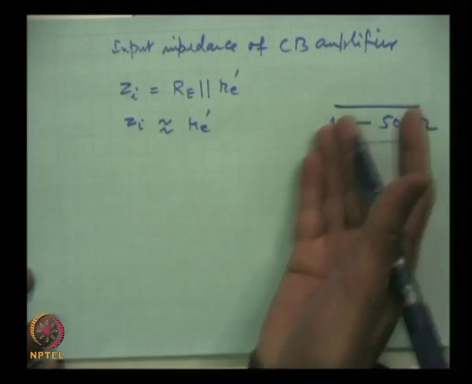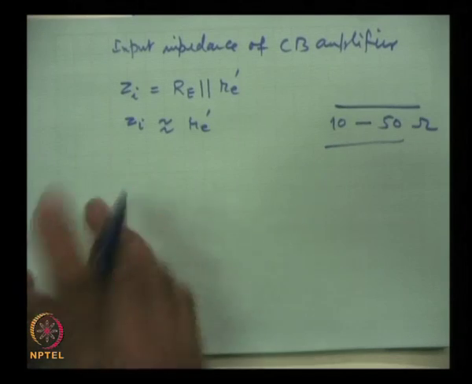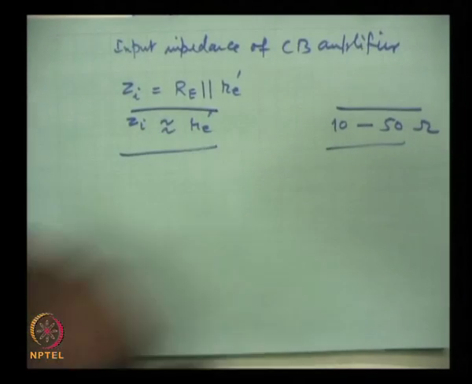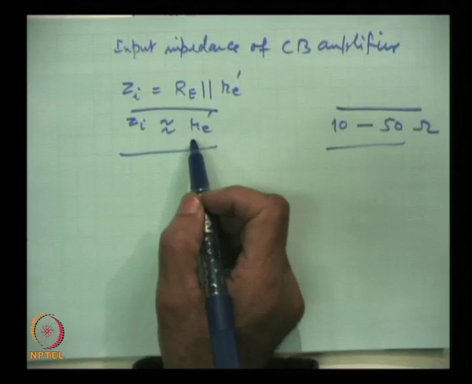Little variation came this side on this side, but basically this is the value. Now, the input impedance of the amplifier is very low. This is one big reason why the common base circuit is not used. If this amplifier is connected to a battery, because of the small impedance it will draw a lot of current, hence battery life will be very short.